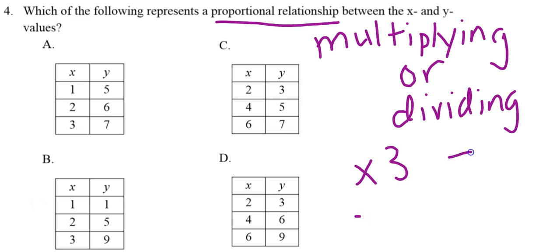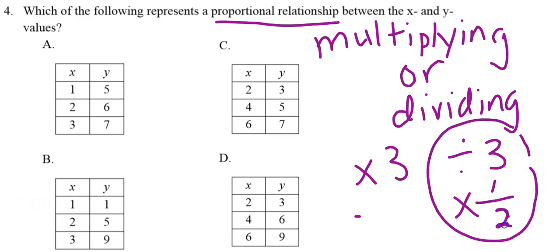If I'm dividing by 3, that's the same thing as multiplying by 1/3. So dividing by 3 is the same thing as multiplying by 1/3.